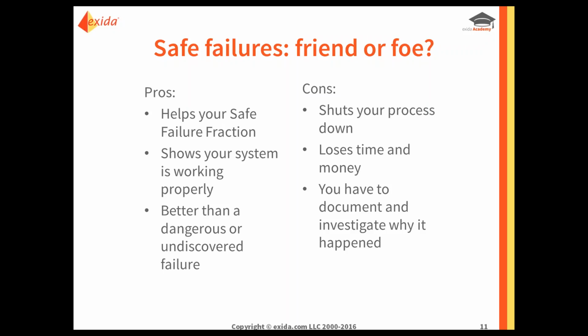So as you can see, like almost everything in life, safe failures can be broken up into pros and cons. The good thing about a safe failure is that it helps your safe failure fraction, and we'll look at the equation and what that really means later on in the webinar. It shows that your system is working properly. If you have a spurious trip and your gate valve closes, you know that it's not going to be stuck in the open position. You know that it can do its job when it's needed.